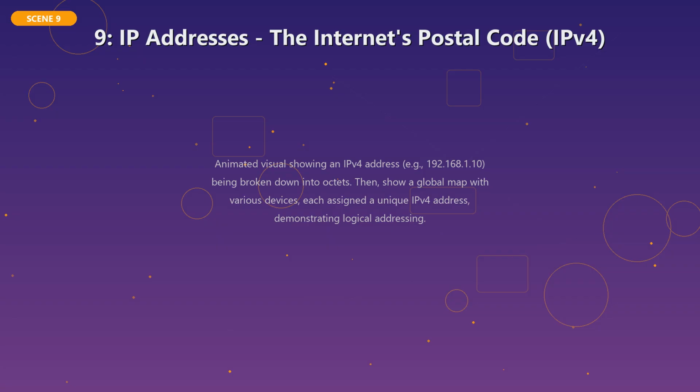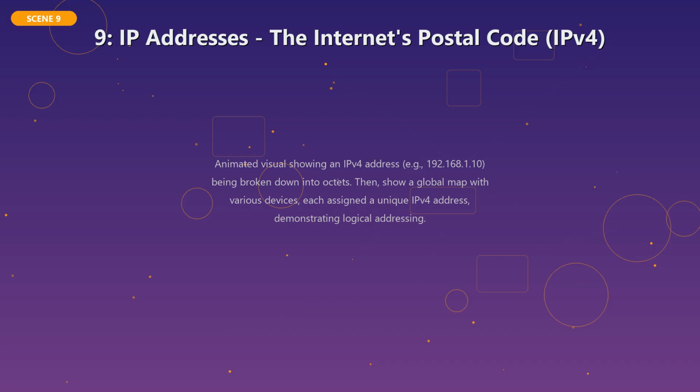Private IP addresses. These are non-routable addresses used within private networks, like your home or office LAN. They are not unique globally, but only within their local network. Common private ranges include 10.0.0.0/8, 172.16.0.0/12, and 192.168.0.0/16. Your computer or phone in your home network will likely have an IP address like 192.168.1.5.